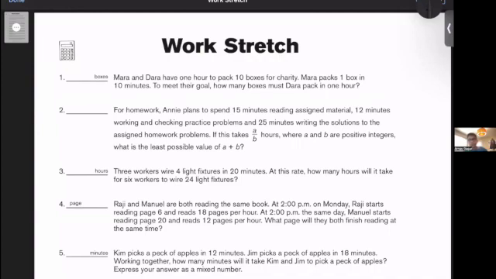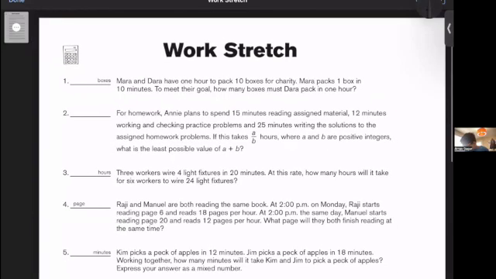So when we're looking at work problems, there are two main ways I like to do it. The first way is to use tables, and the second way is to create variables, but being very clear about the units on your variables. So let's jump right in to question number 3.